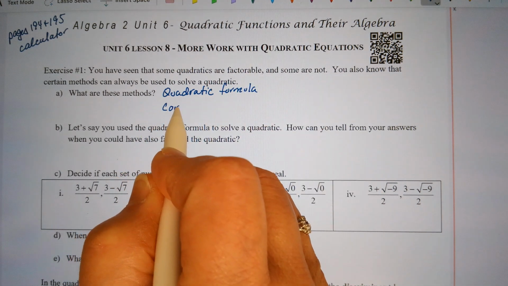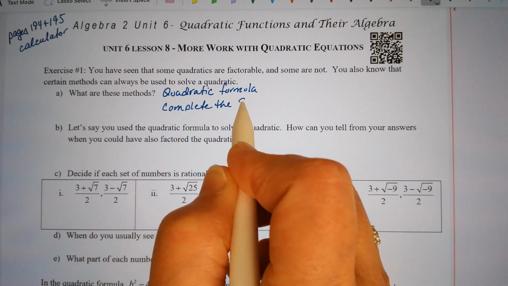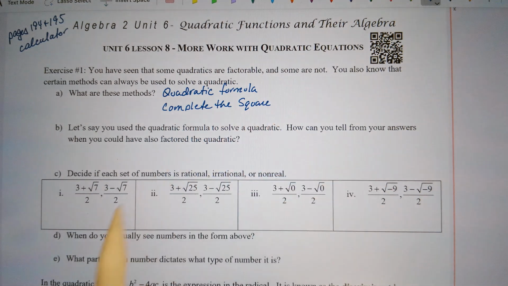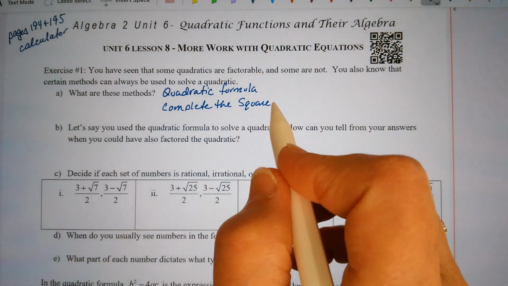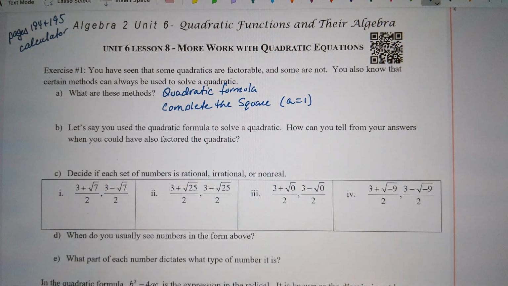And complete the square can always be used, as long as with completing the square, the a value must equal 1, right? If it's not, if it's 3, you can just divide every single term by 3.